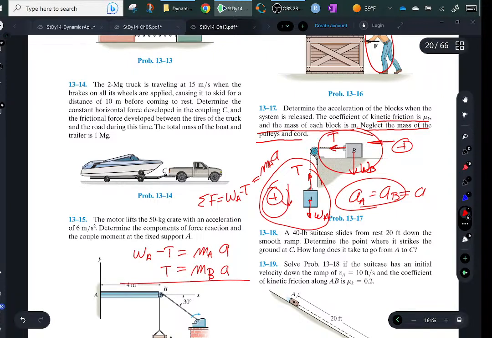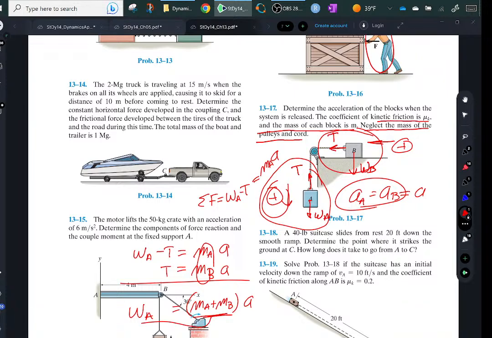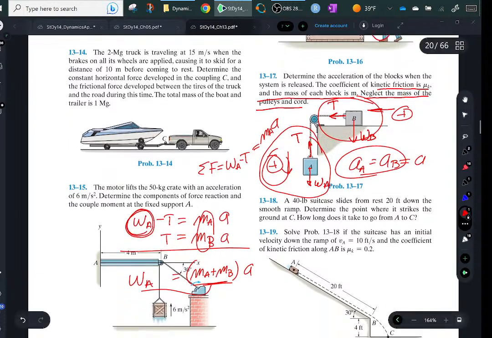Well, you could just add those two. You get weight A equals both of these masses, MA plus MB, times acceleration, and then you take this and divide it under here. So they're basically moving as a group, but the only thing that's pulling them is the weight of A. The weight of B doesn't do anything. So it's just simply things like that.